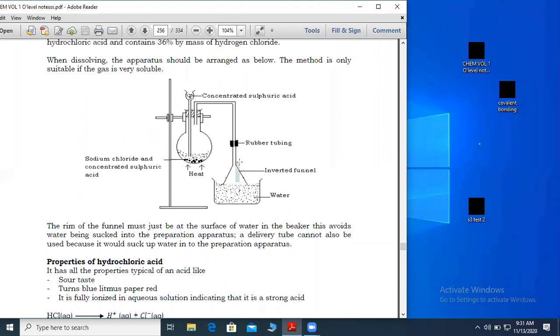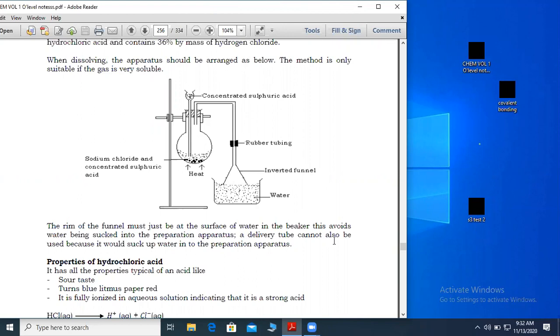So we don't want water going back through this funnel and the delivery tube and going back to the flask, because we are using concentrated sulfuric acid, which reacts badly and vigorously with water. So we use an inverted funnel to stop water, to avoid water being sucked into the preparation apparatus. Pressure can pull this water back into the flask. So that's the reason why we use an inverted funnel.